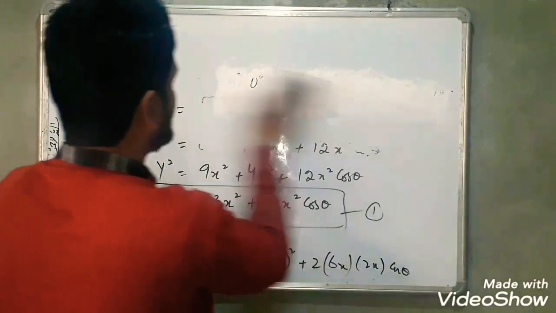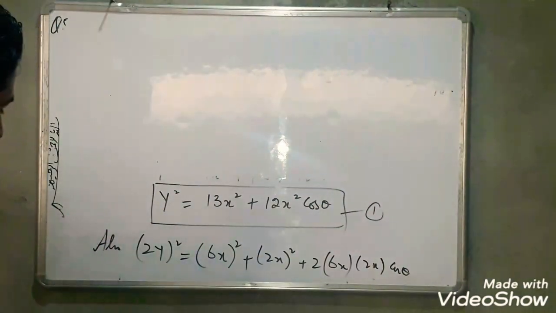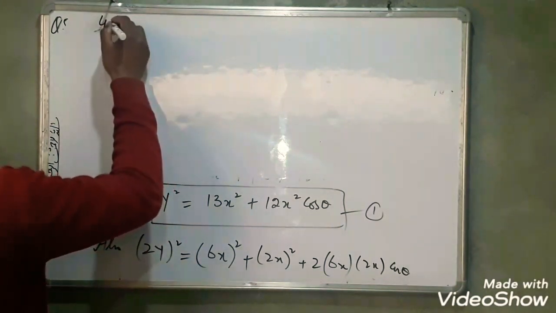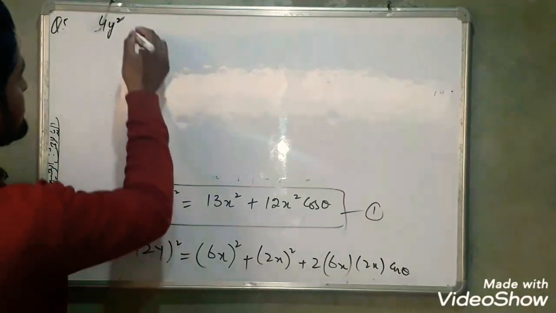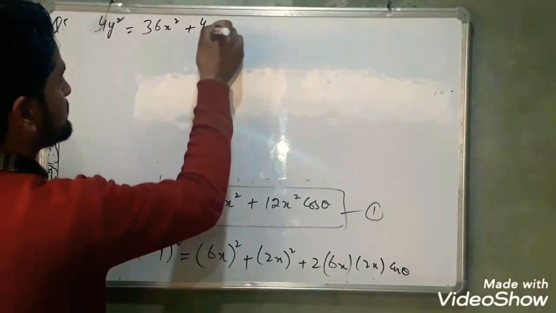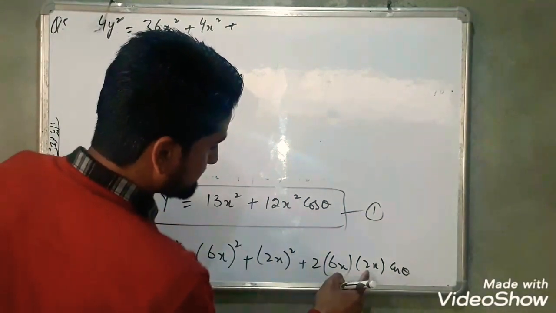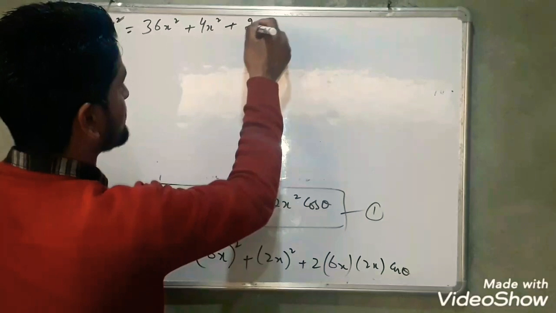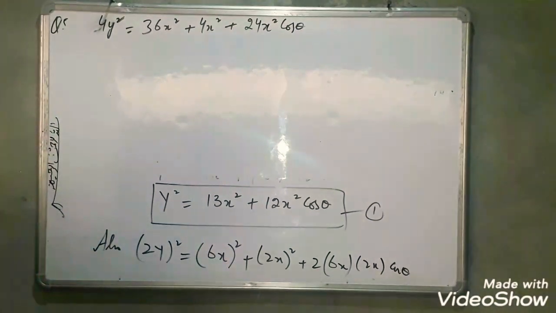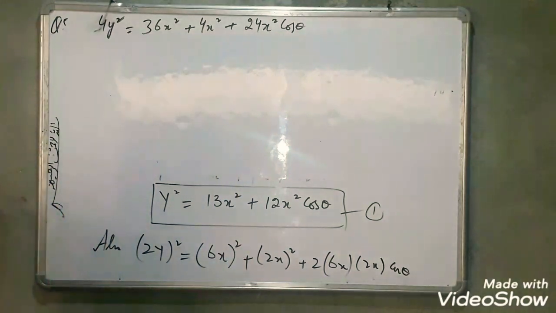ओके, सो इसको सॉल्व करते हैं थोड़ा बहुत and get the value of angle between two vectors. So it is 2 square is 4, so you can write it as 4y square equal 6 square is 36x square plus 4x square plus 2 into 2 that is 4, 4 into 6 that is 24, x into x that is x square cos of theta. Okay, so 4y square equal 36x square plus 4x square plus 24x square cos of theta.